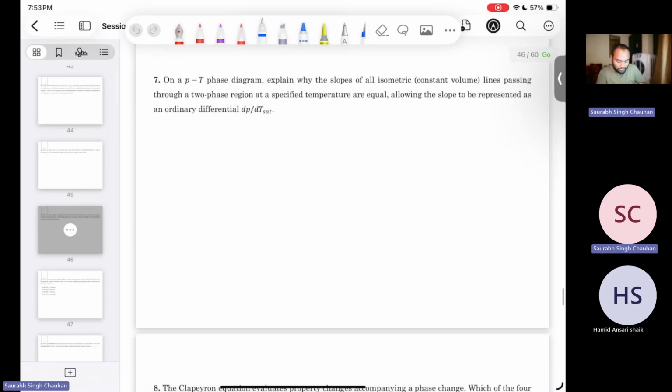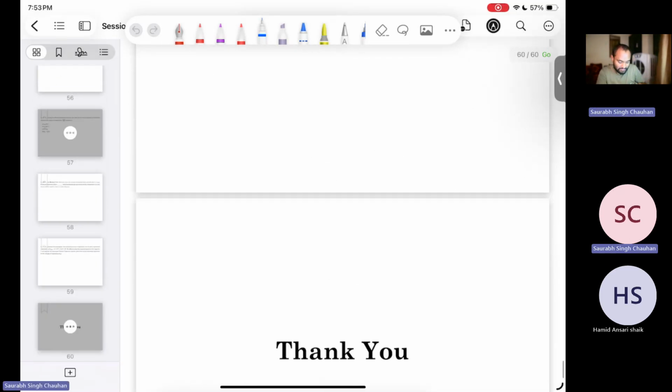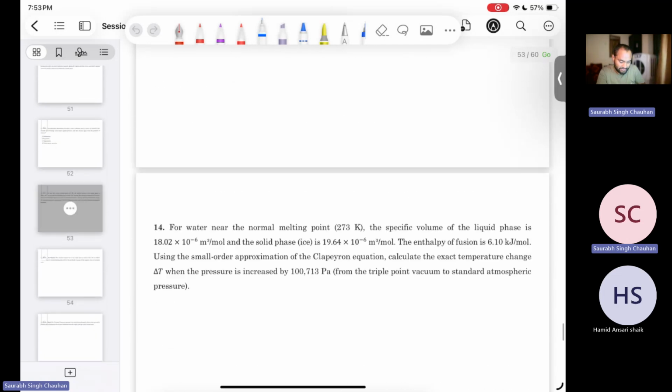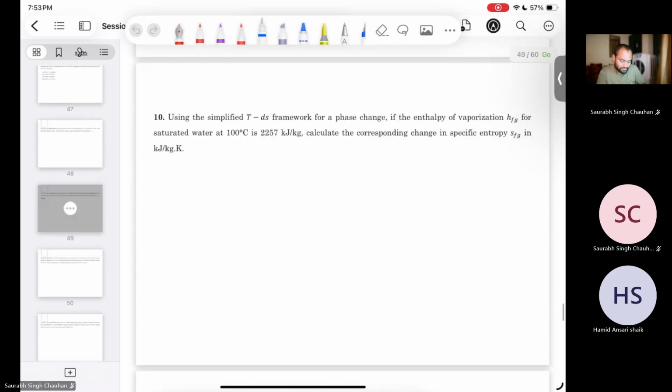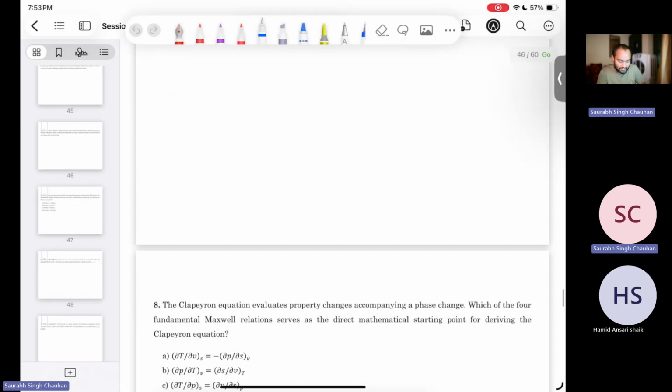There are some questions we could not solve, because I wanted to discuss this Jacobian, because it is not usually discussed for engineering.